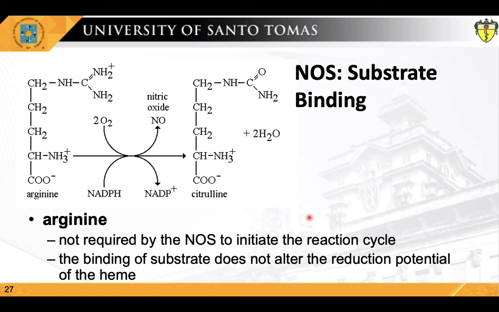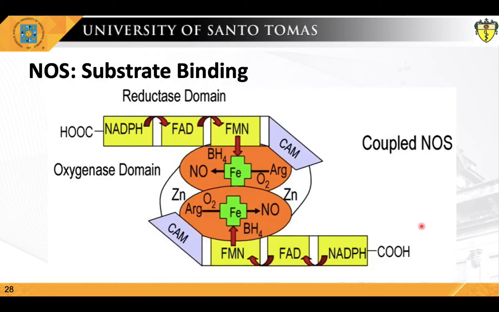Substrate binding, in this case, the binding of arginine, is not required by the nitric oxide synthase to initiate the reaction cycle. Subsequently, the binding of substrate does not alter the reduction potential of the heme. As a recap, when the substrate arginine is present, which is usually the case, it is monooxygenated by the nitric oxide synthase to citrulline with the release of nitric oxide.